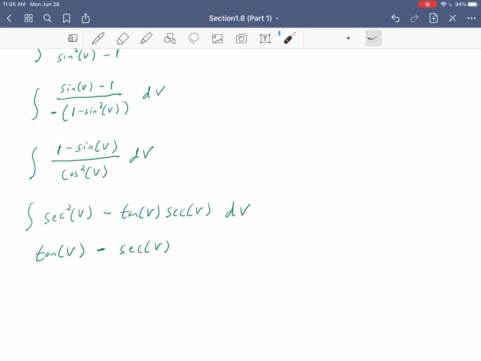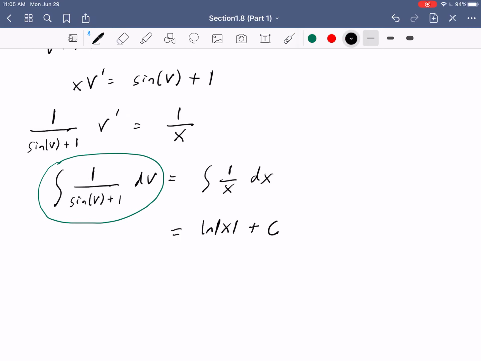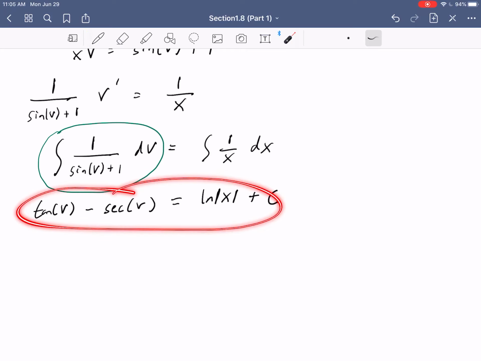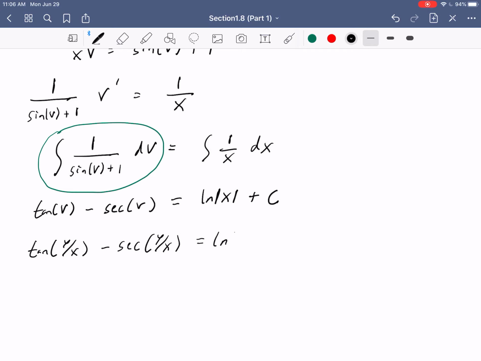All right, let's go ahead and throw that stuff back over. So this side we just figured out should really be tan v minus secant v. All right, no real hope of unpacking this any further because there's not really anything that we can do to combine these together. So let's just pop back in the y over x. So tan y over x minus secant y over x is ln absolute value x plus c.